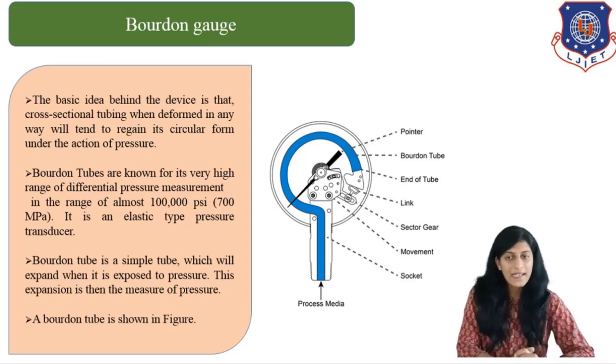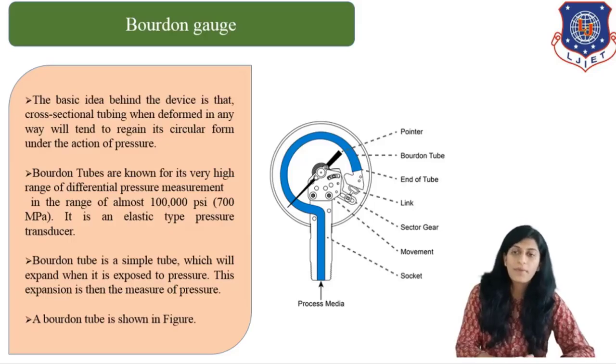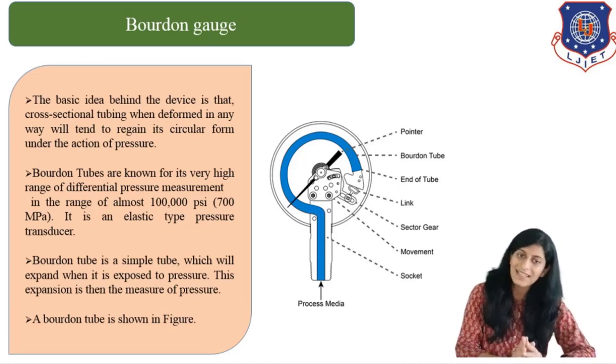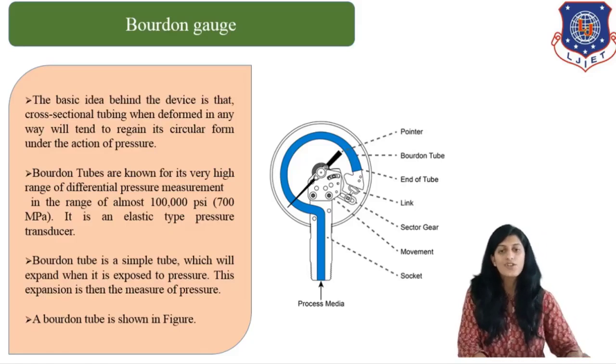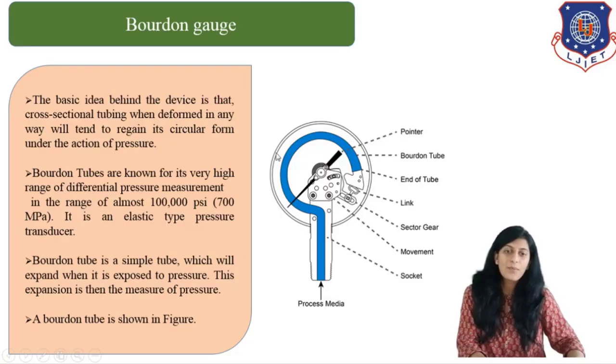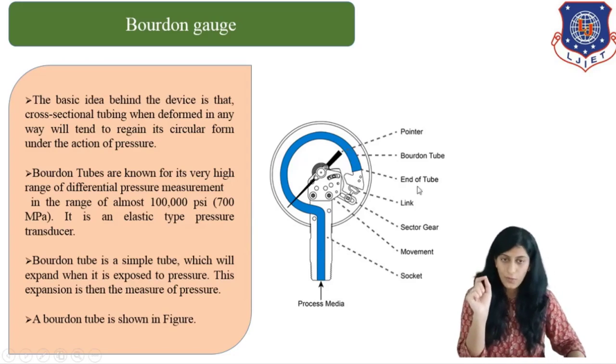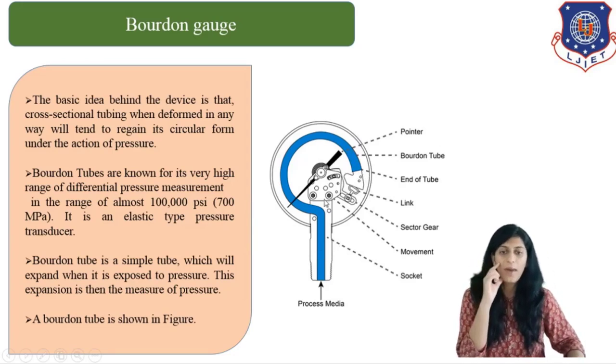The basic idea behind using this device is that a cross-sectional tubing, when it is deformed in any way, will tend to regain the circular shape under the action of pressure, and this pressure is basically the pressure which was exerted by the equipment. So as you can see here, there is a process media, right? There are different parts of the equipment. The blue one is basically the Bourdon tube. This is the end of the tube, and these are the interlinking sections, right?